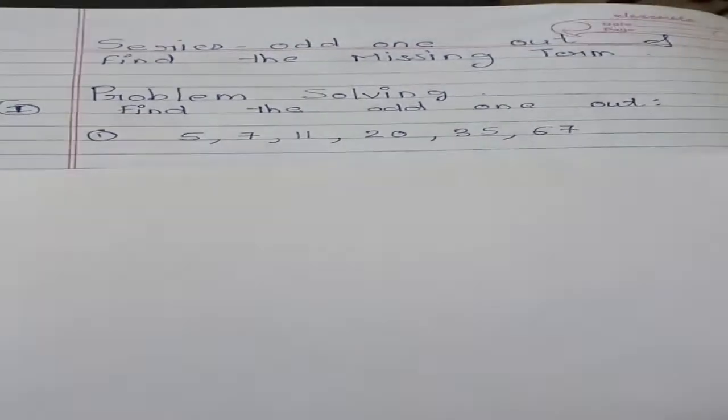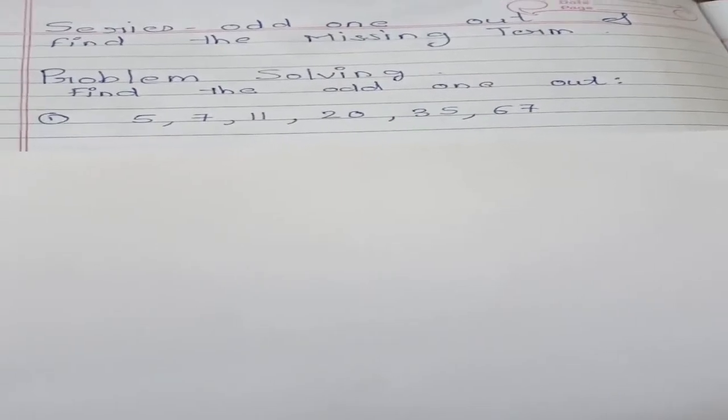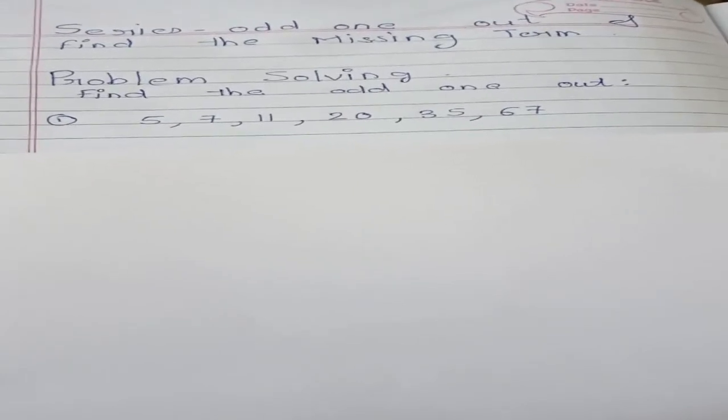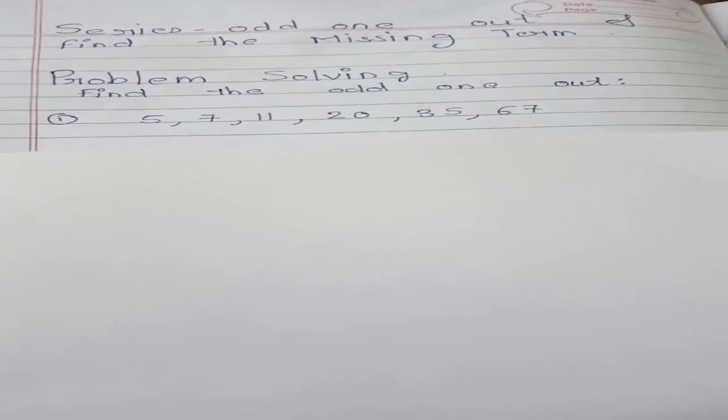The problem which we will be solving first is finding odd one out. So the question is: find the odd one out. The first problem is we are given a number series 5, 7, 11, 20, 35, 67. If you observe here, all the numbers are odd numbers except 20. 20 is the only even number. So therefore the odd one out in the first one is 20.